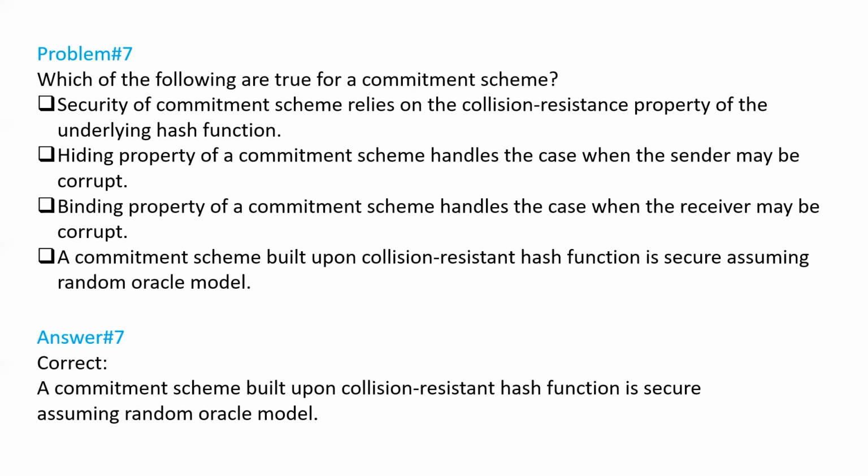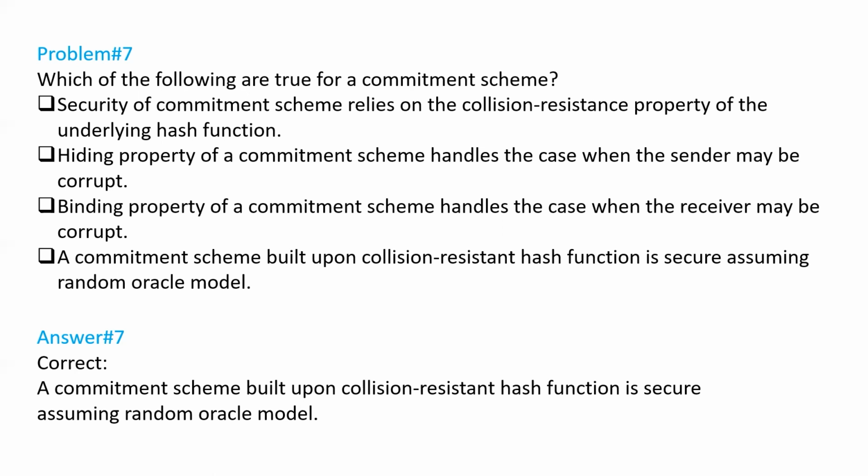And binding property of commitment scheme handles this case when the sender may be corrupt. Because what the sender can try to do is that first it takes some message M1 and randomness R1 and commits the value C to the receiver. Now, when the receiver asks for the opening information from the sender, it actually sends some other pair M2, R2 such that when the receiver computes commitment on its side on M2 and R2, it gets the same commitment value as C, but which is not expected.